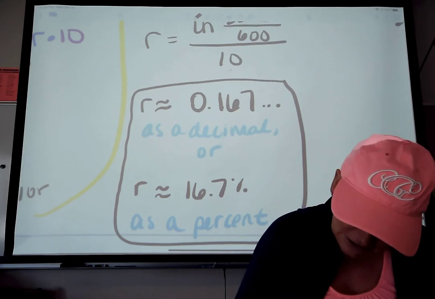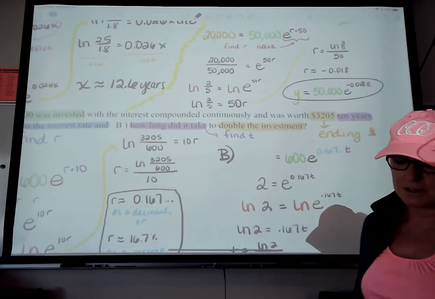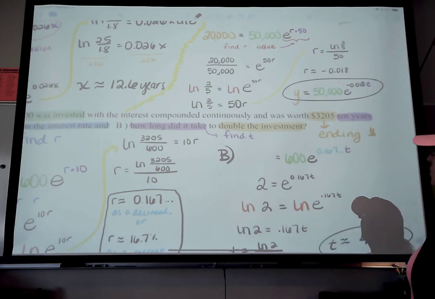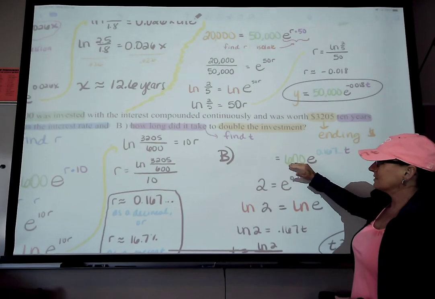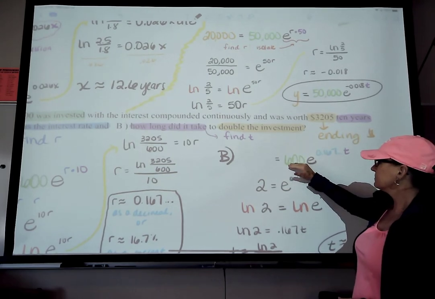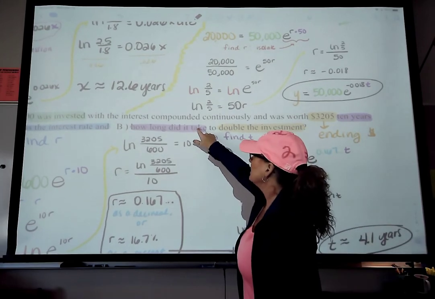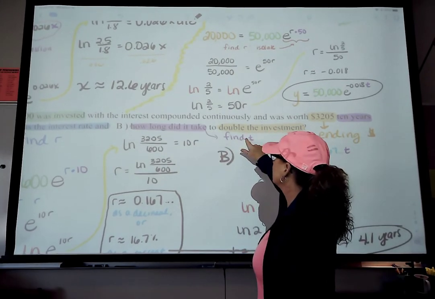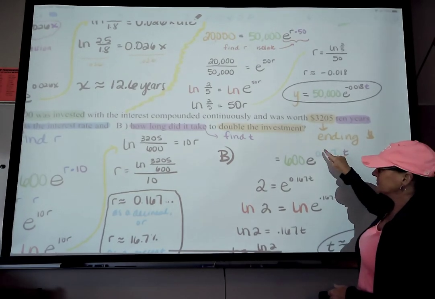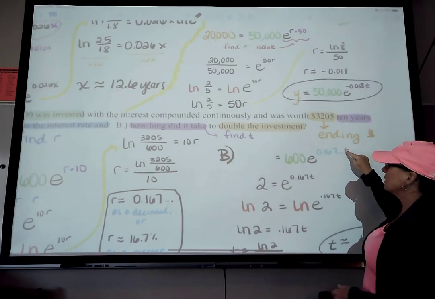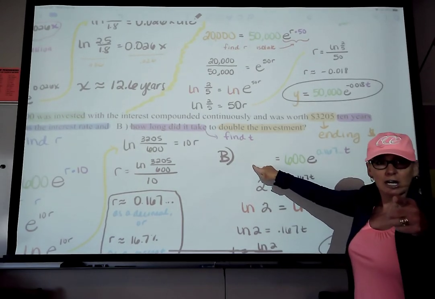All right, so using those, let's go to part B. How long did it take to double the investment? So keep in mind, our initial investment was $600. It's asking how long did it take, so I'm going to find T. So T goes there. I now know my interest rate. Starting amount, interest rate, this is what I'm trying to find. I need a number over here, and you're going to come up with it.